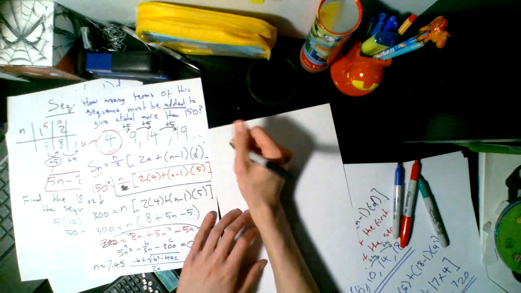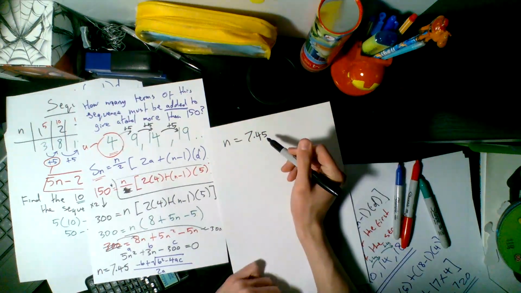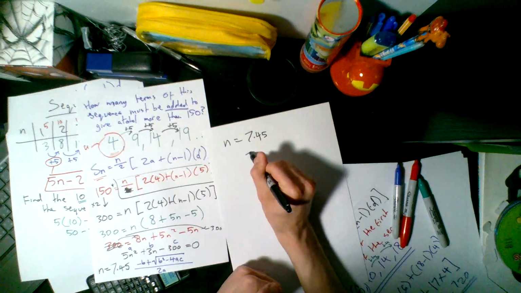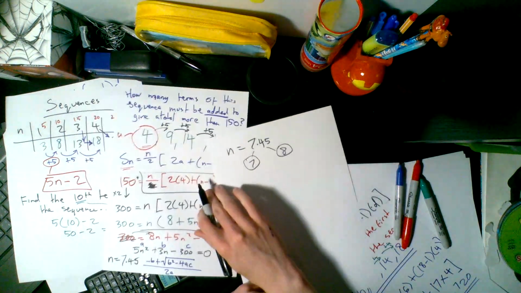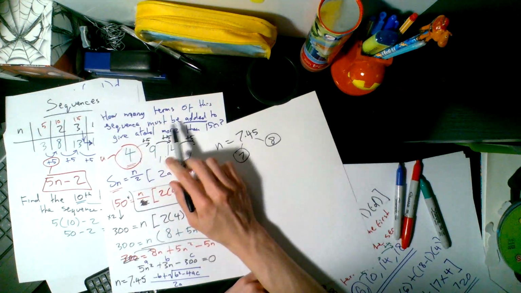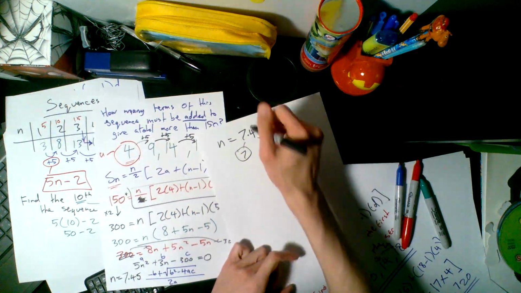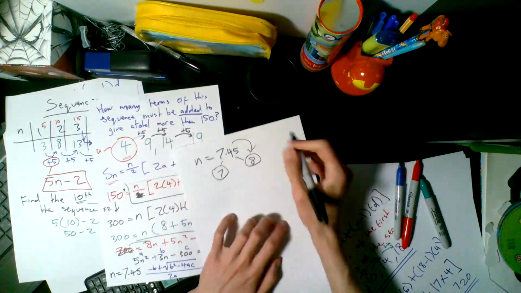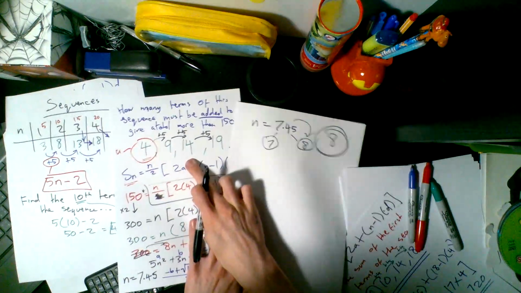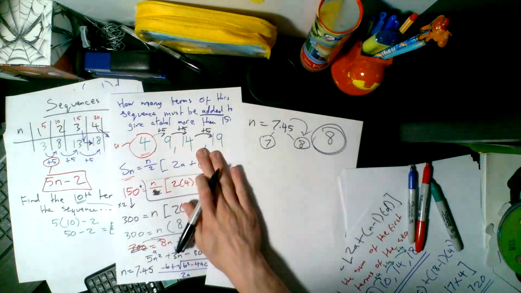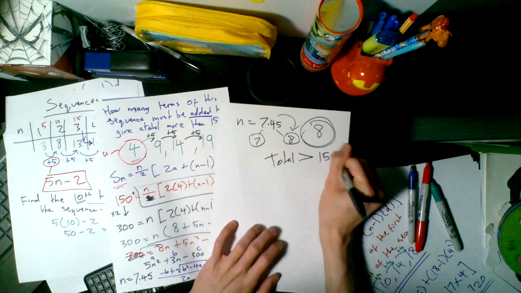We have n equals 7.45. They told us a number of terms, so it has to be either 7 or 8. They told us the terms of the sequence must be added up to give a total more than 150. More, immediately we go to the bigger number. So if we add the first 8 terms of this sequence, we will get a total greater than 150. Okay, let's check.